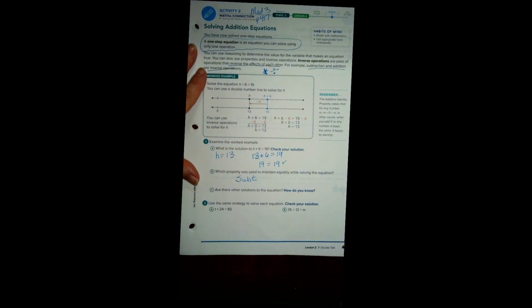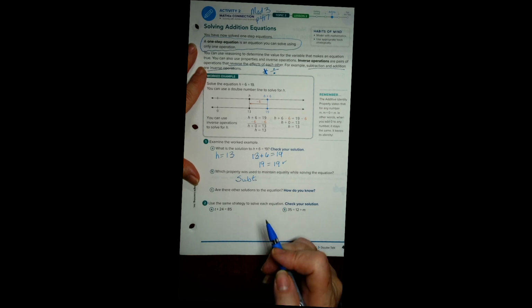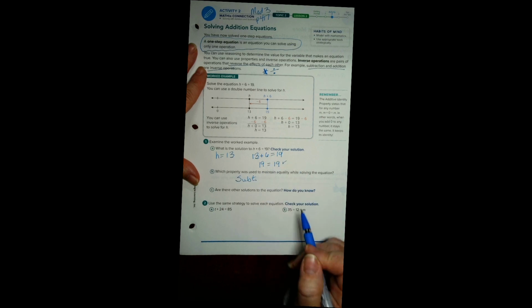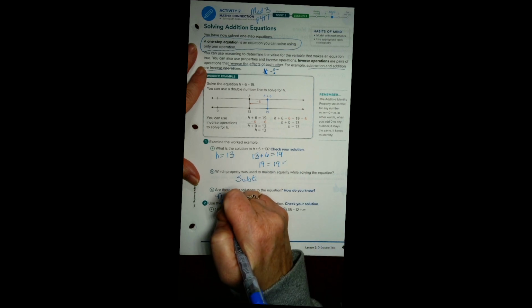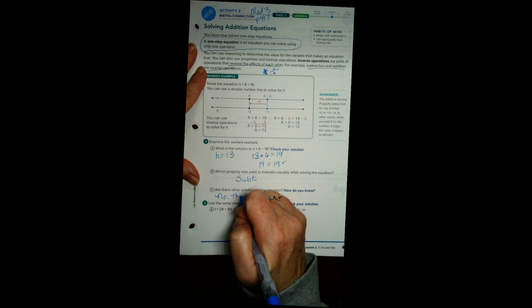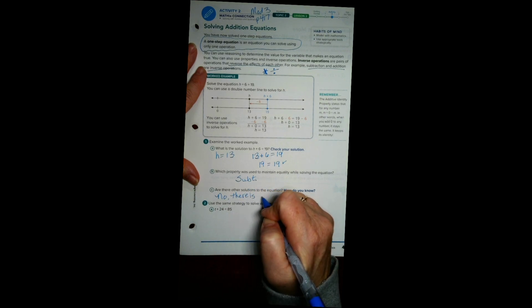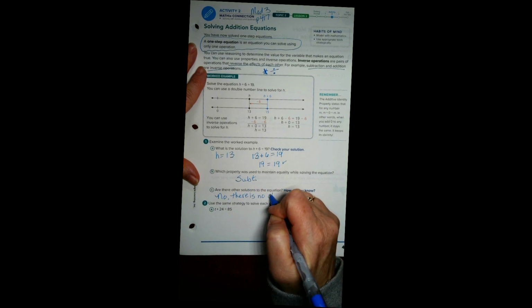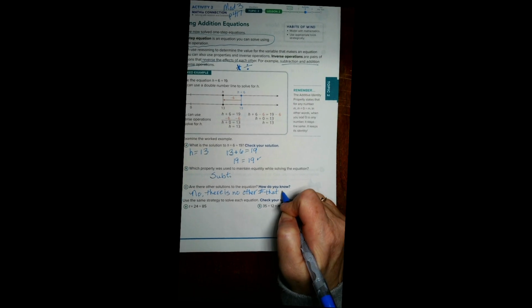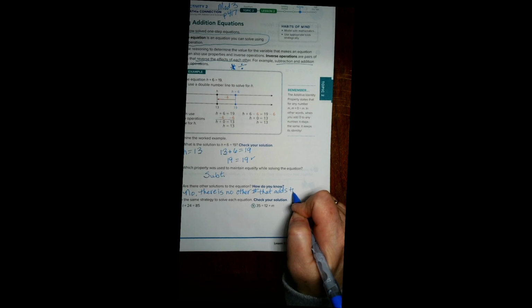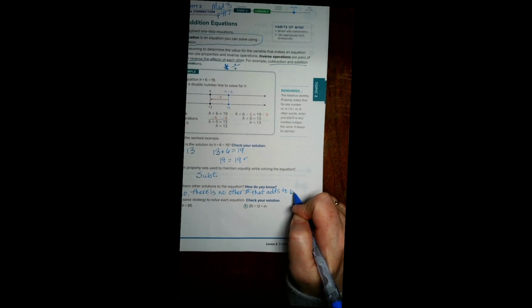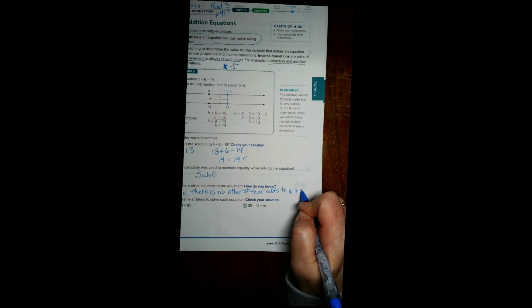Are there other solutions to that? So is there another number that we can add to 6 to get to 19? No. There is no other number that adds to 6 to equal 19.